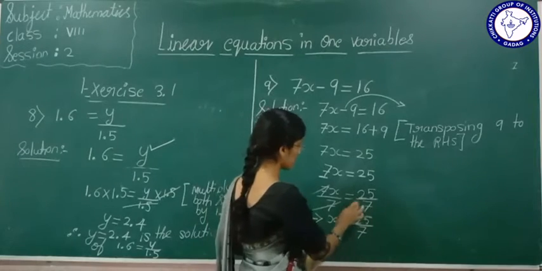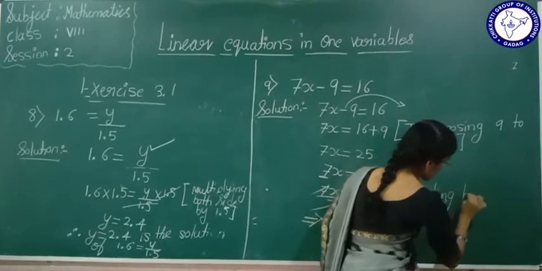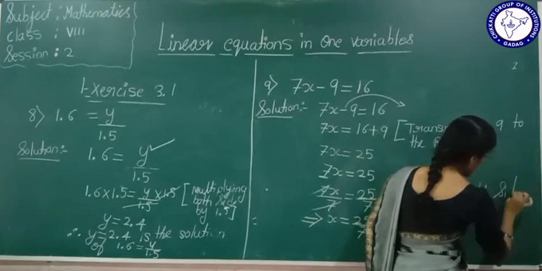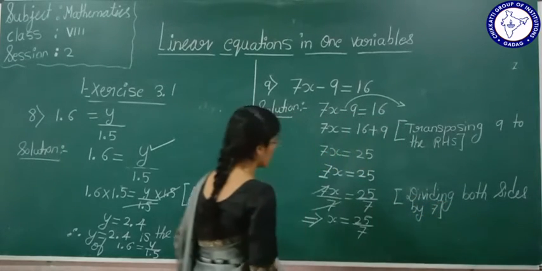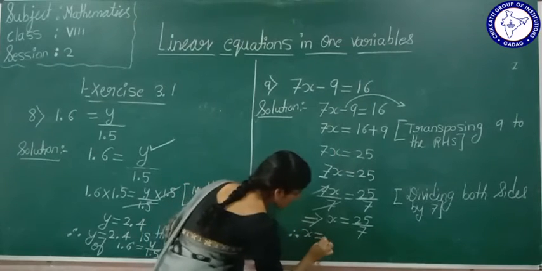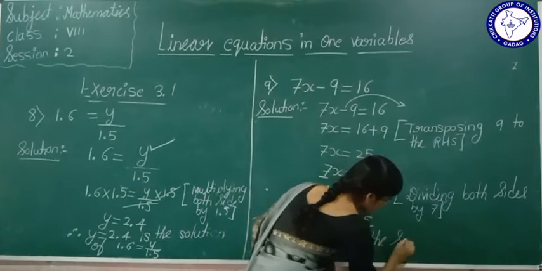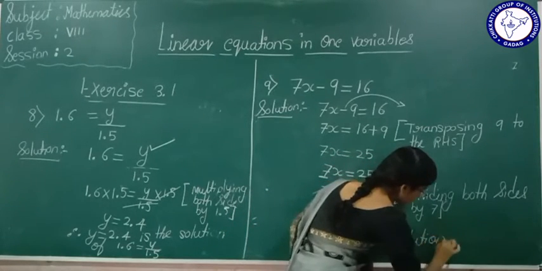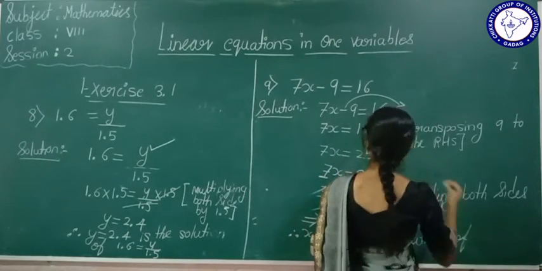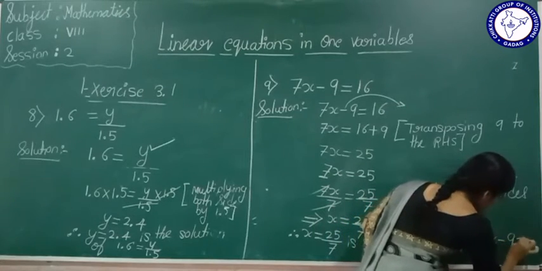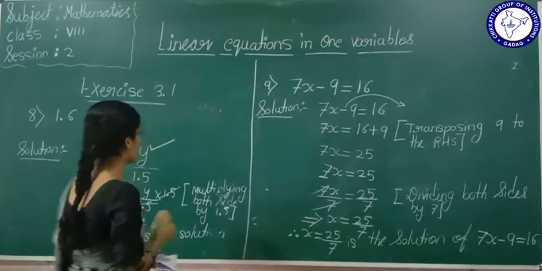Okay. So what have we done here? Dividing both sides by 7. Therefore, x is equal to 25 by 7 is the solution of the given equation, that is 7x minus 9 is equal to 16. Okay. Now we will see the 10th problem.